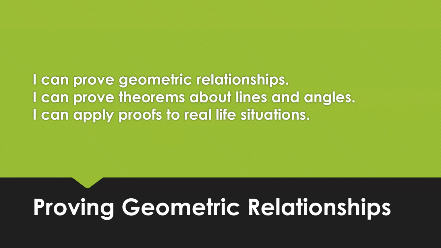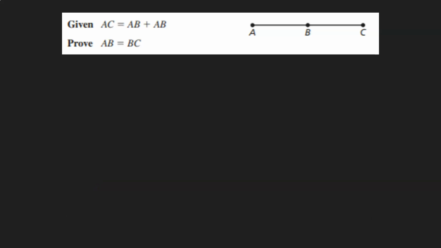Okay, so in this lesson, we'll be proving geometric relationships. These are things you should be able to do by the end of the lesson. You should be able to prove geometric relationships. You should be able to prove theorems about lines and angles, and you should be able to apply proofs to real-life situations.